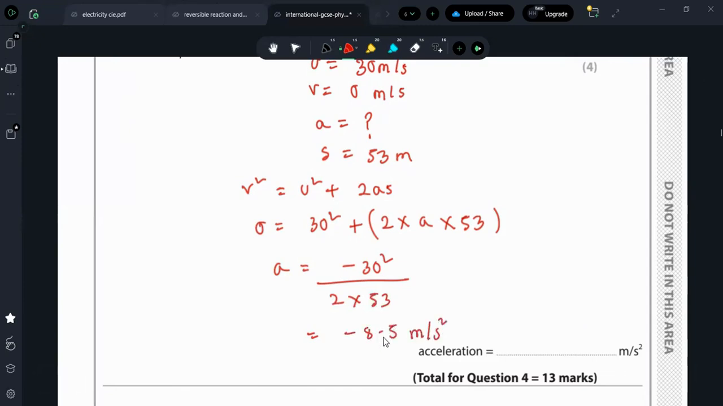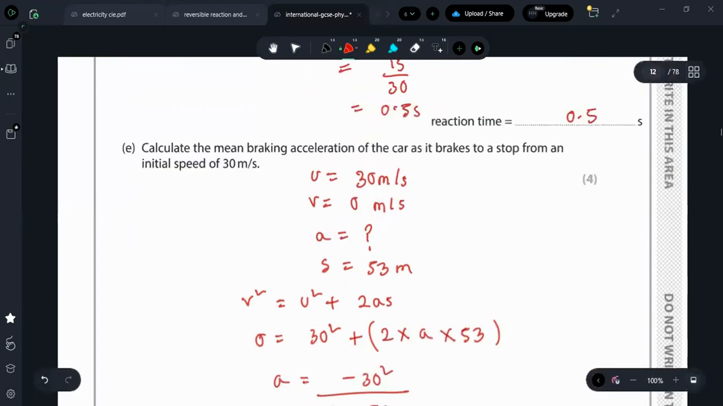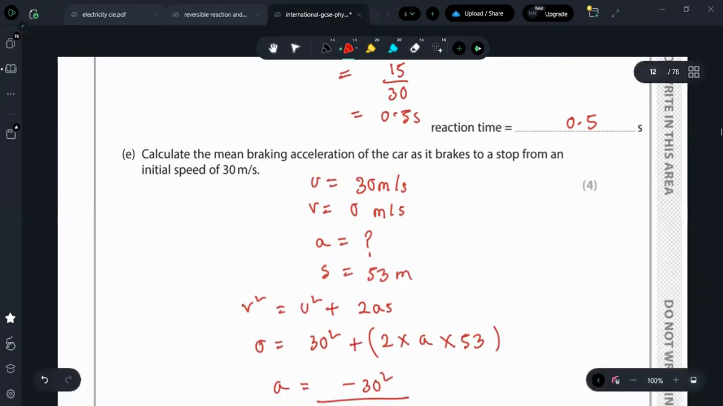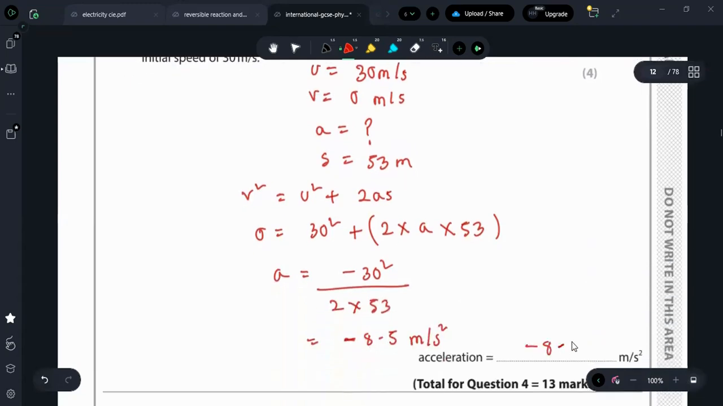meters per second square. Why there is a minus? The car is stopping. এর মানে কি কার একটা স্পিড ছিল ইনিশিয়ালি which was 30, এটা স্টপ করে 0 তে আসছে. So there is a deceleration. Deceleration means negative acceleration. So my value for acceleration will be negative. So minus 8.5. Done.